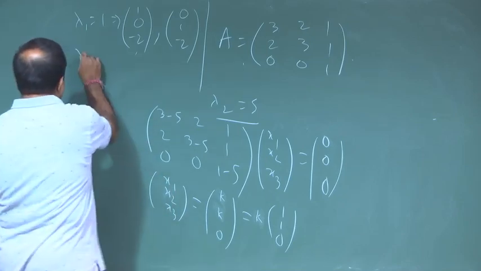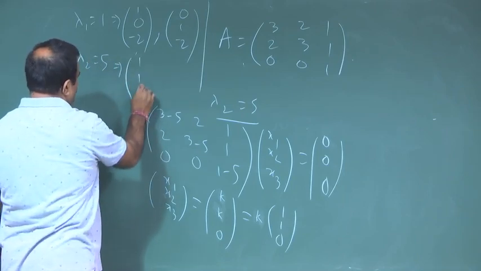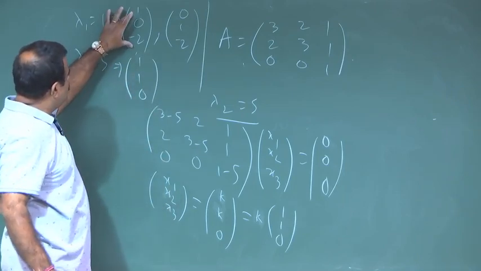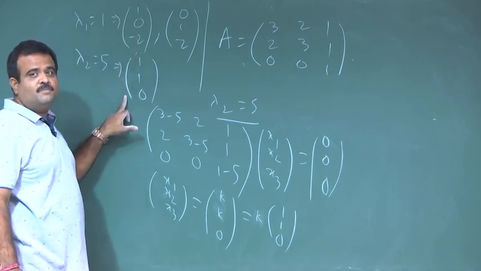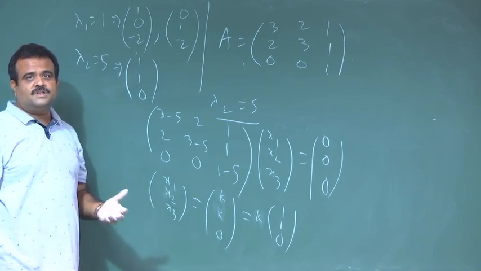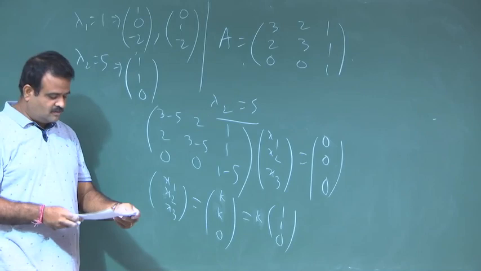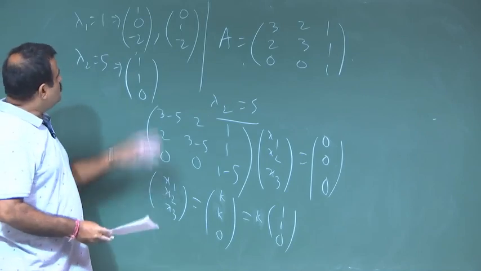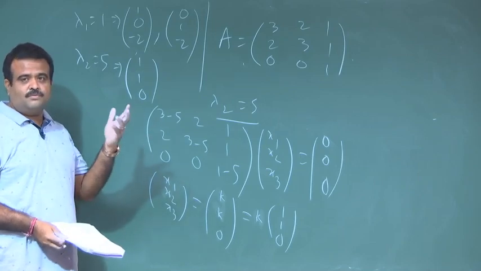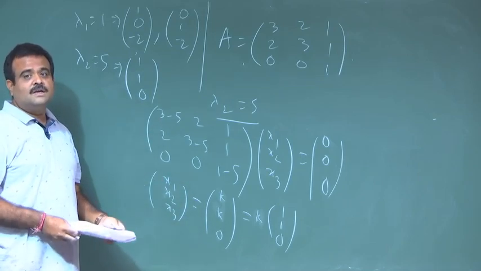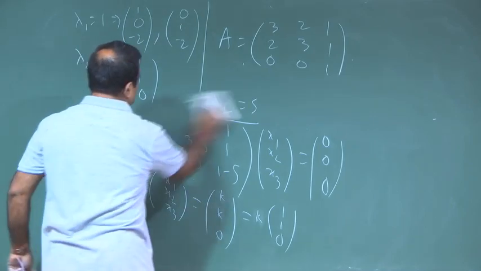So for lambda 2, which is 5, we are getting the eigenvector (1, 1, 0). If we take any vector from here and any from there, they will be independent, because they come from two distinct eigenvalues, and we know the result: eigenvectors corresponding to distinct eigenvalues must be independent. So these are a set of independent eigenvectors. We have 3 independent eigenvectors, which means A must be diagonalizable. So this implies A is diagonalizable.